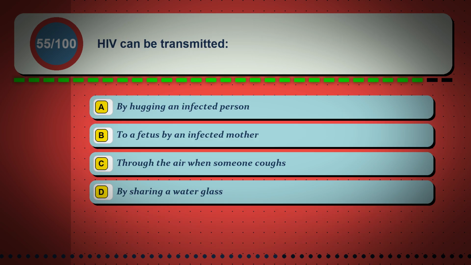Question 55. HIV can be transmitted. Option A. By hugging an infected person. Option B. To a fetus by an infected mother. Option C. Through the air when someone coughs. Option D. By sharing a water glass.